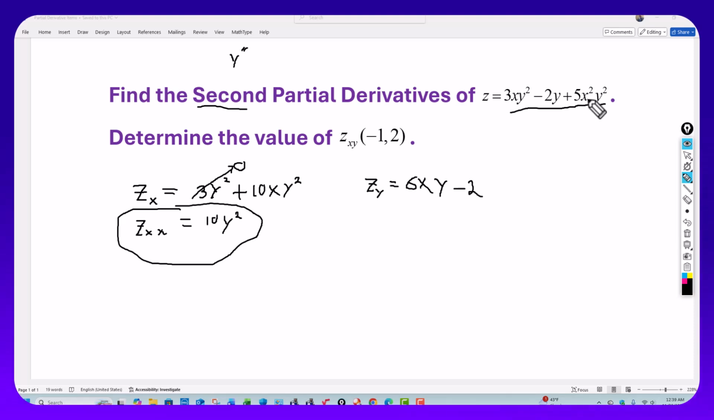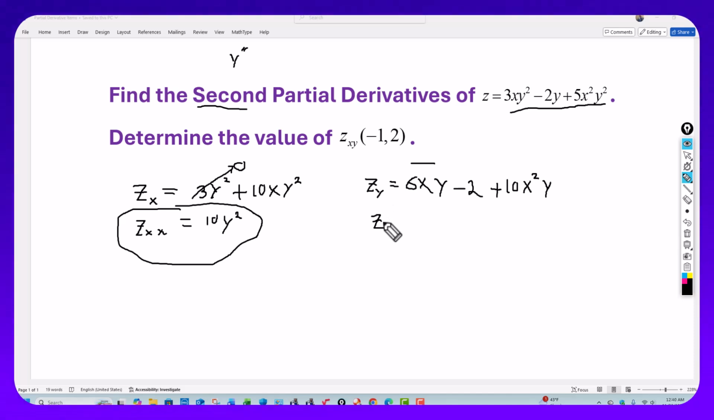The third term here, differentiating partial derivative with respect to y. So we'll go 2 times 5 is 10. Still got the x squared. And go here, we multiply by the 2 and then subtract the 1, so we get this. So you get 6xy minus 2 plus 10x squared y. Okay? That's the first partial with respect to y.